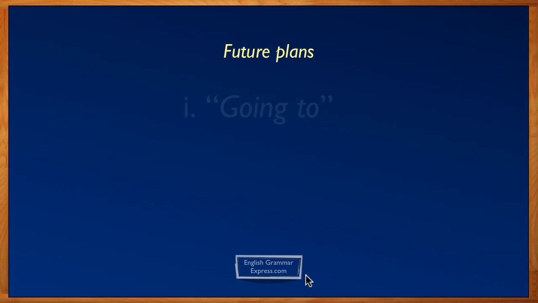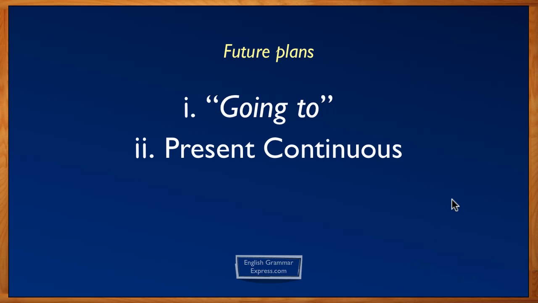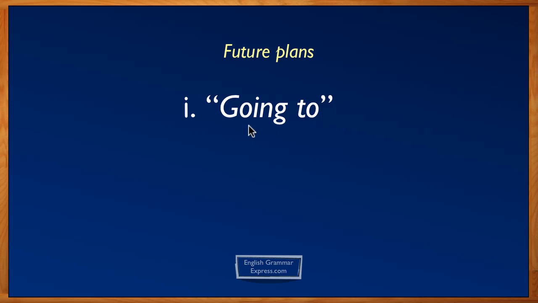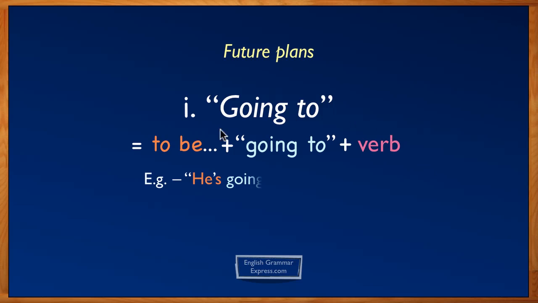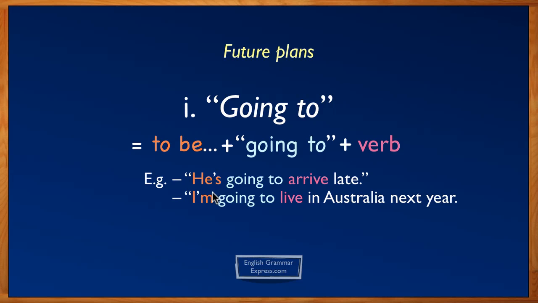Let's now go back to our tenses for future plans, and we've seen already that we can use going to and present continuous. Let's look at going to first of all, and we form going to with to be plus going to plus the verb. For example, he's going to arrive late. Another example is I am going to live in Australia next year. And third example is, are they going to come with us in the question form?